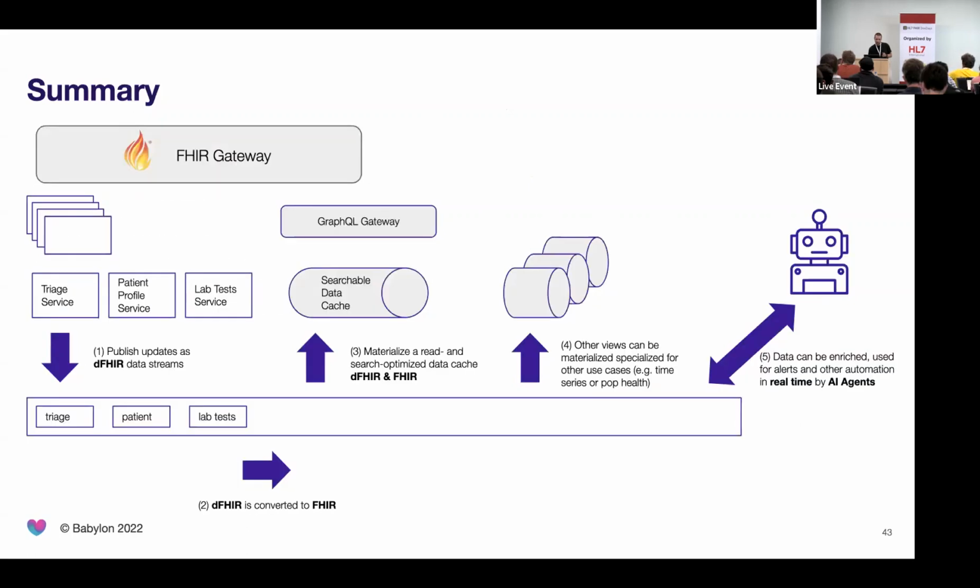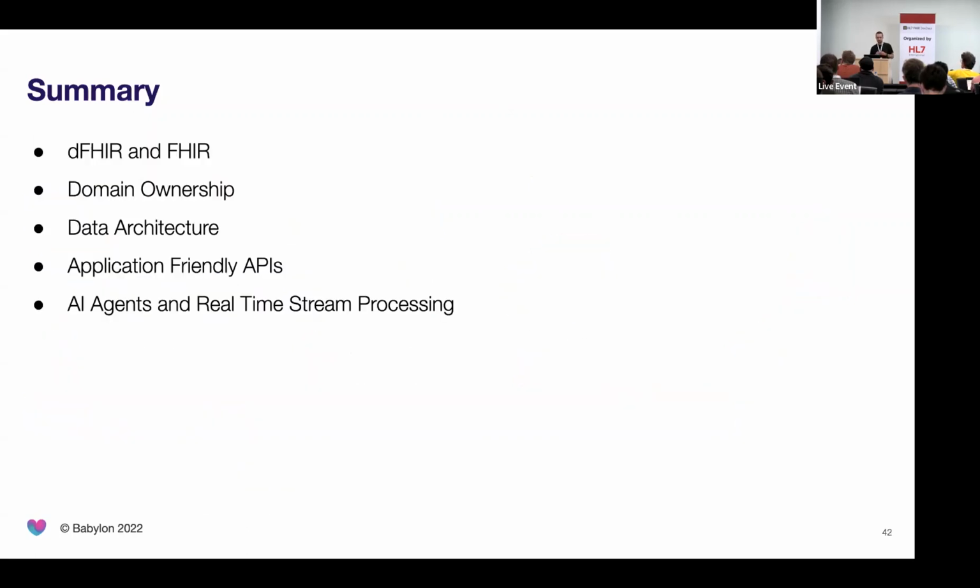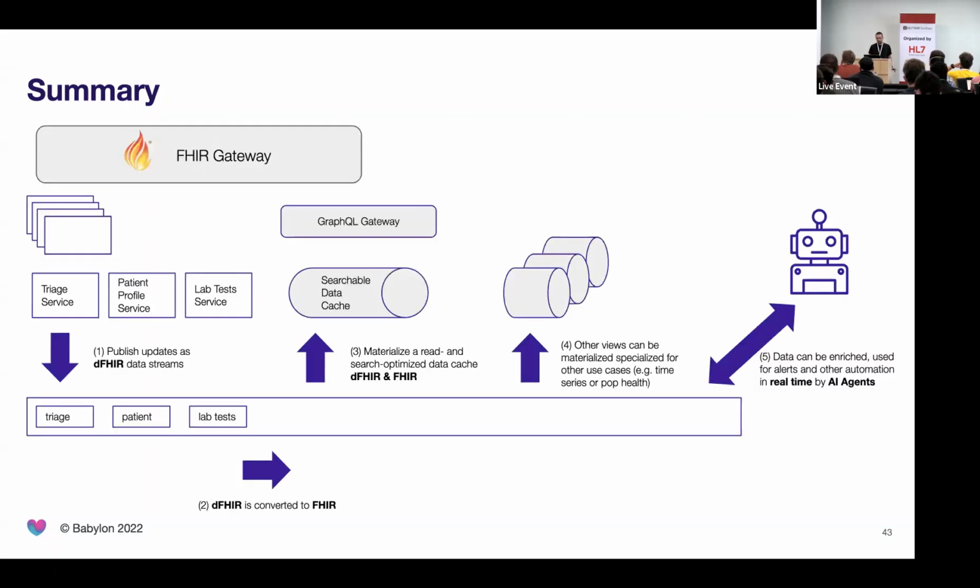Oh yeah. And so we do that by making sure we have nice domain ownership, good data architecture, and application-friendly APIs. And finally, when we actually need a FHIR server for some of our clients, we can just put it on top of all of this. Writes will end up going to streams, reads will end up coming from our GraphQL gateway, and we still have the FHIR server for interoperability with other partners, just not internally.